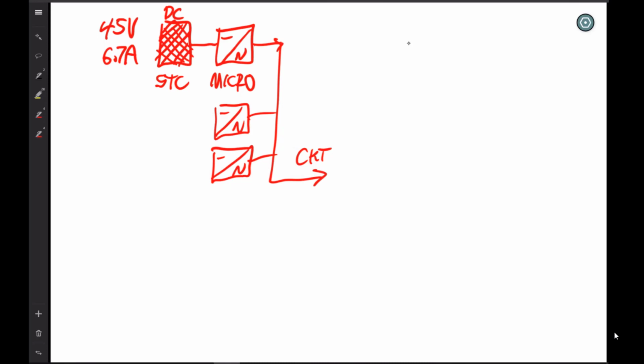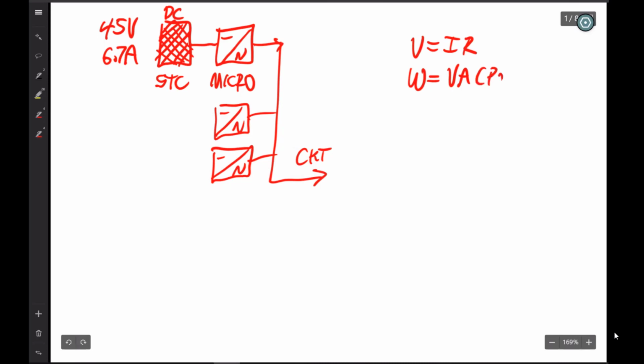The equations that dictate all of this is Ohm's law, V equals IR, and then you've got watts equals volt-amps times a power factor, where the power factor is less than or equal to 1. And then you've got watts divided by voltage equals the amperage.